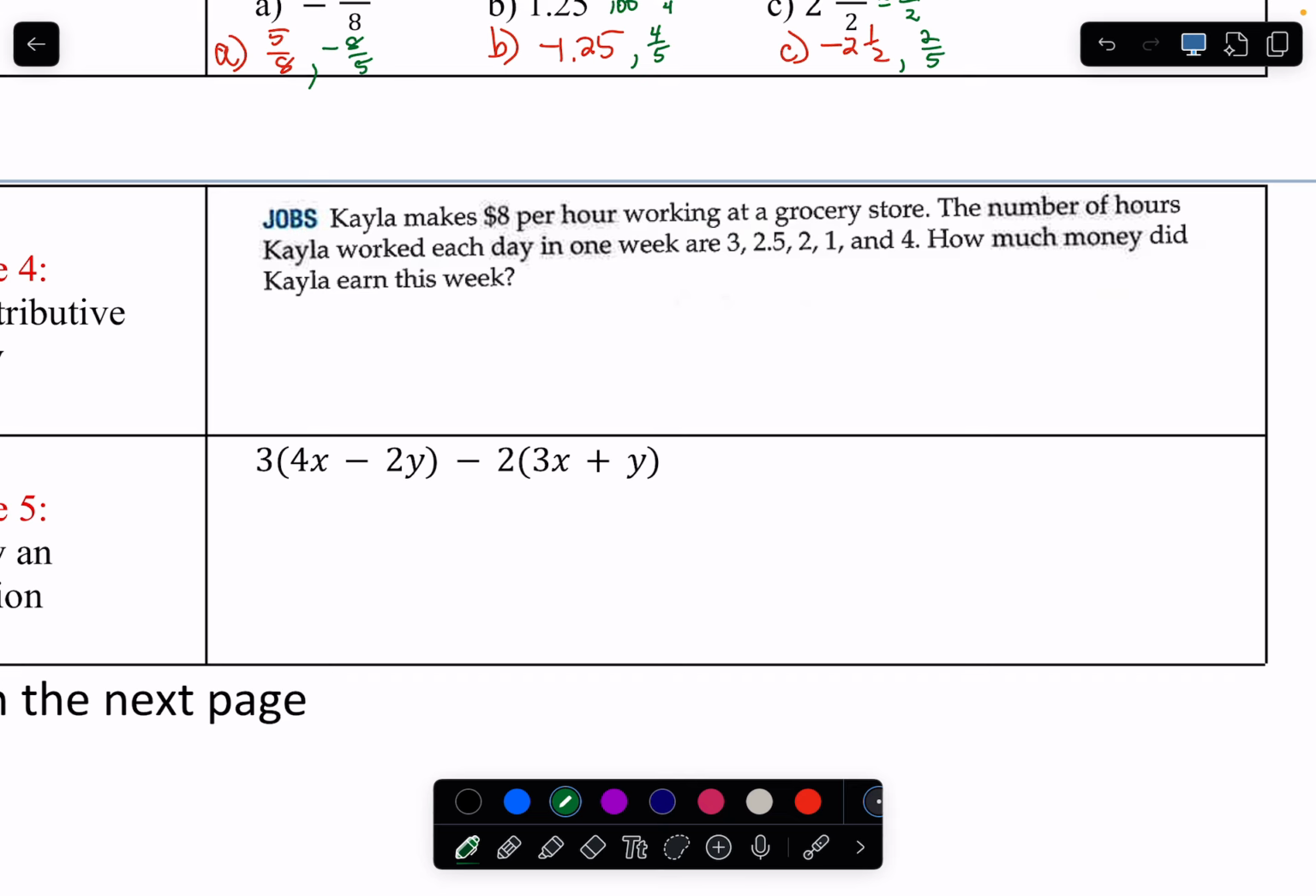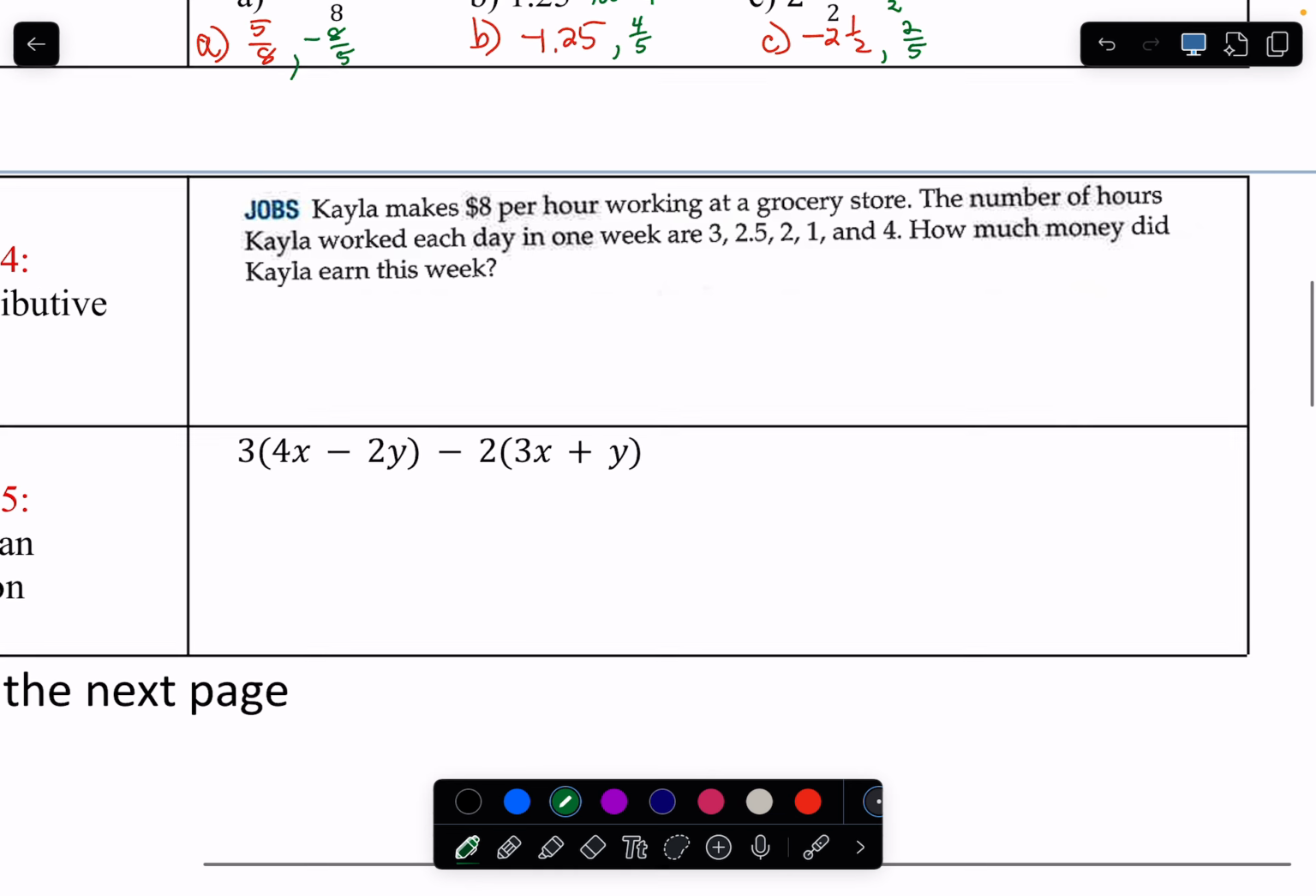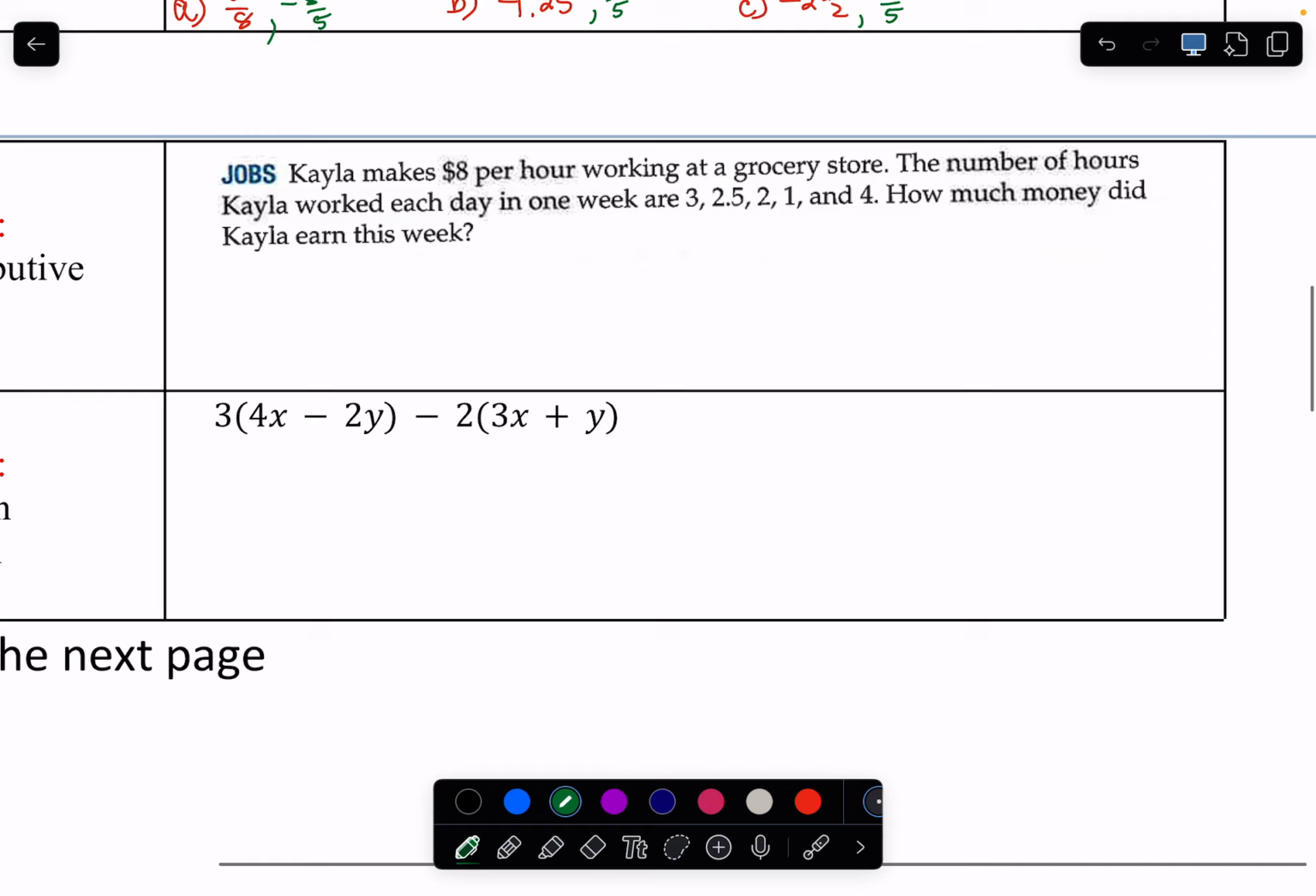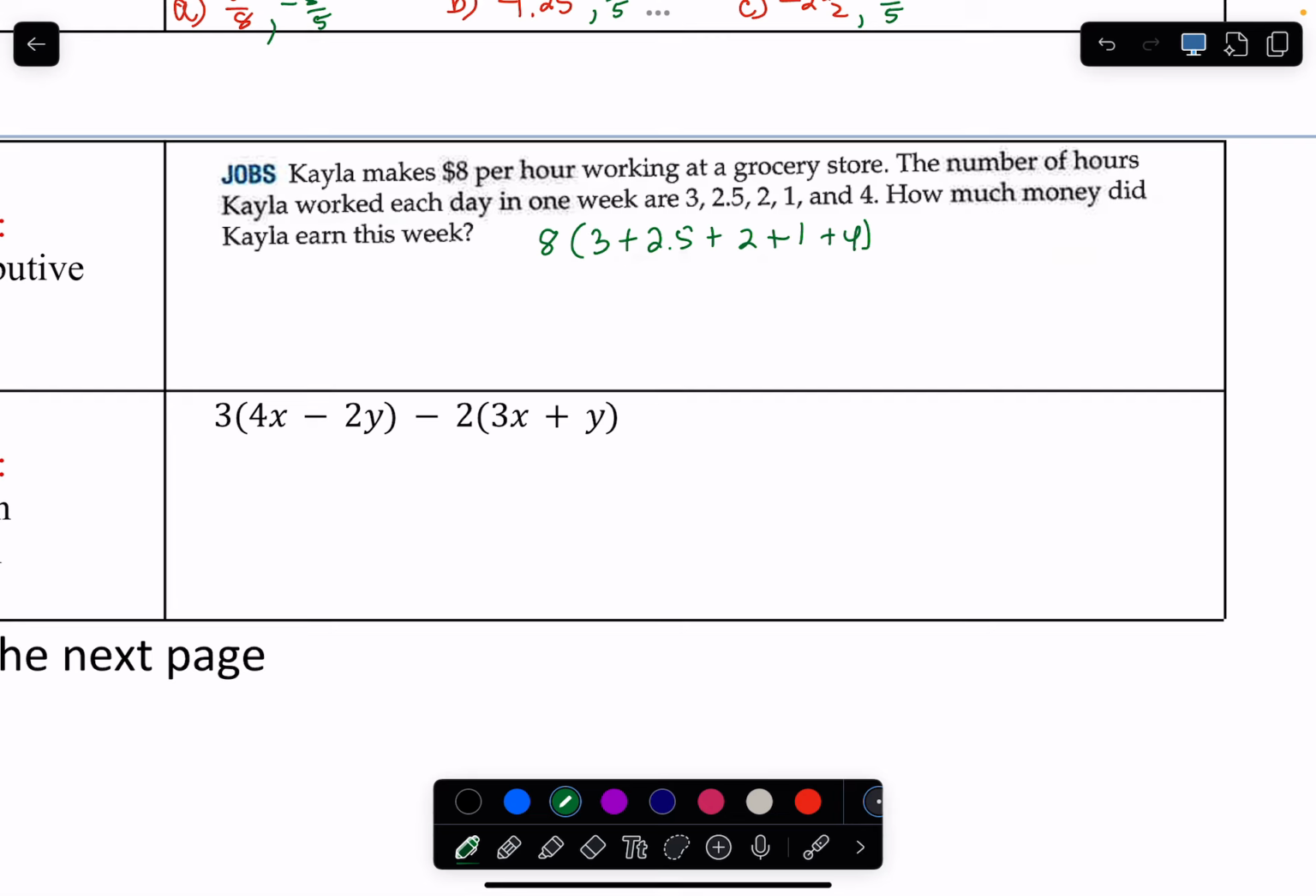Okay, last 2 examples. Here it says that Kayla makes $8 per hour working at a grocery store. The number of hours Kayla worked each day in 1 week are given there. How much money did Kayla earn this week? Now, mathematically speaking, see how they mention it's the distributive property. Technically, you can do 8 times the sum of those things.